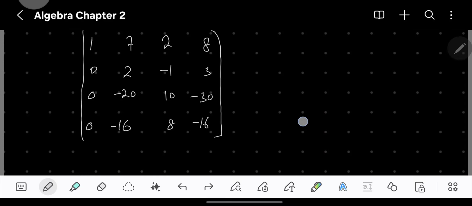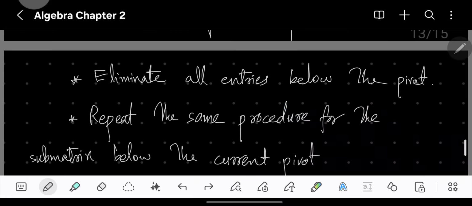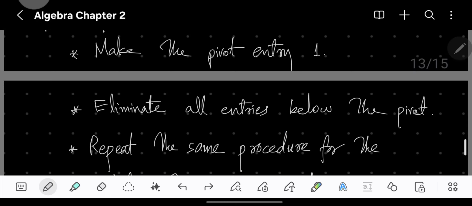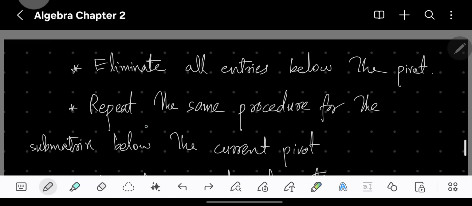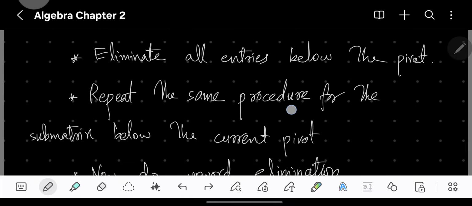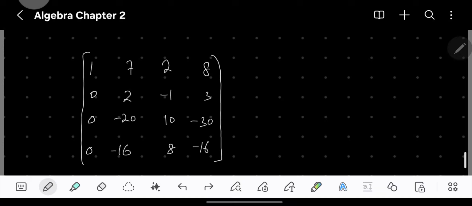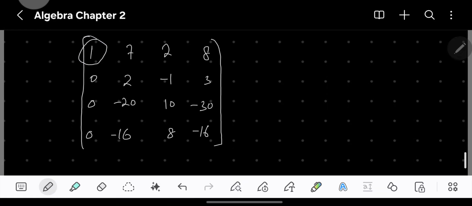Now go back to the procedure. What's the next step? We have eliminated all the entries below the pivot. The next step is to repeat the same procedure for the submatrix below the current pivot. Our current pivot is this one, and we have to repeat the same procedure for the submatrix below this pivot. What is the submatrix below this pivot? The submatrix below this pivot is this one.